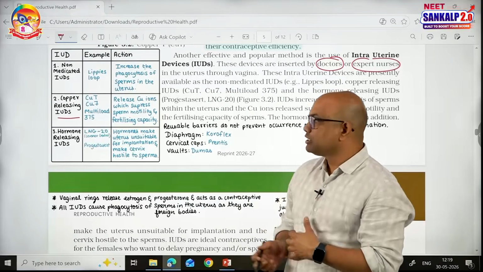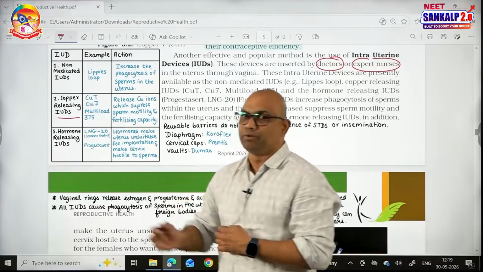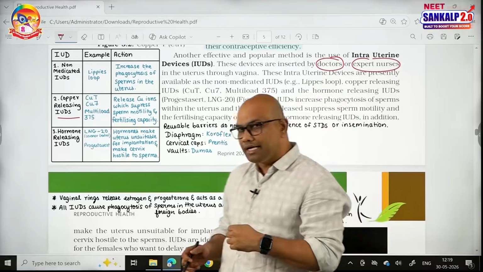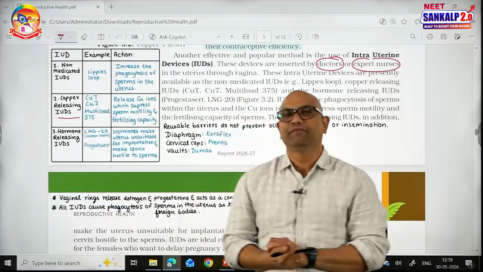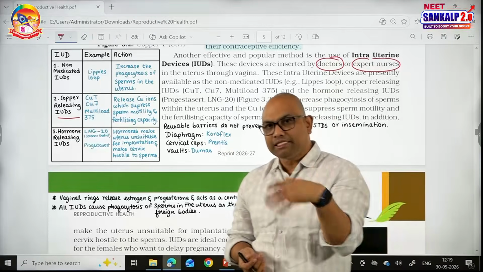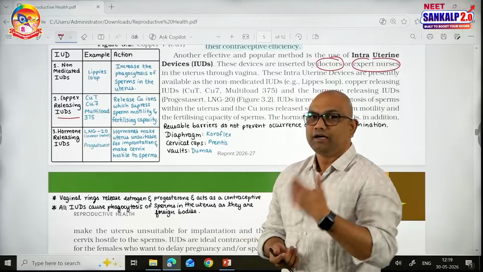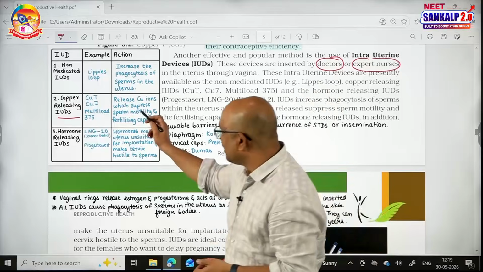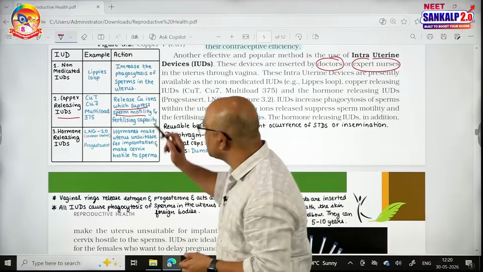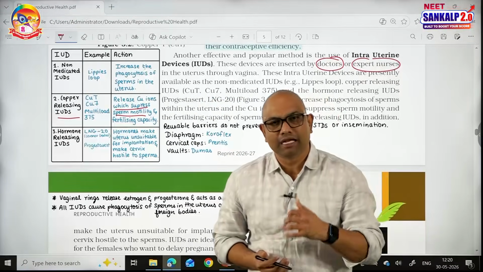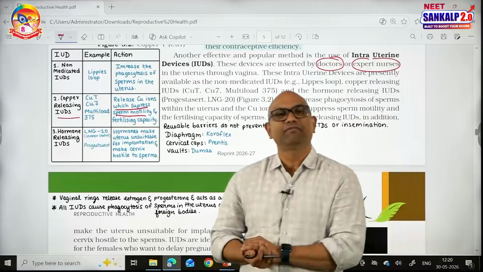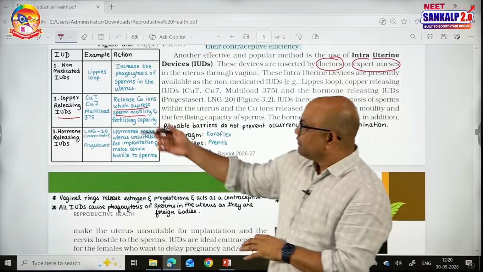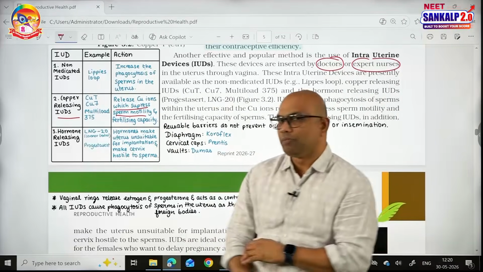What is the main function of copper releasing IUDs and what are the examples? Examples of copper releasing IUDs include CuT, Cu7, and Multiload 375. The name itself indicates it releases copper ions. What is the function of copper ions? Copper ions suppress the motility of the sperms and decrease the fertilizing capacity of the sperms. So IUDs can prevent fertilization, whether it is a non-medicated IUD or a copper releasing IUD.